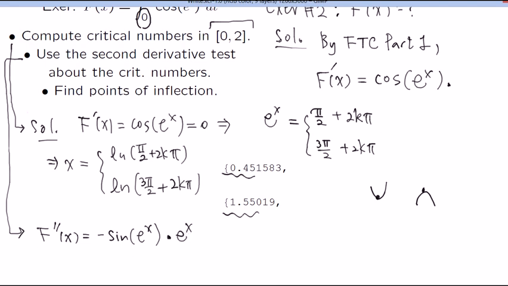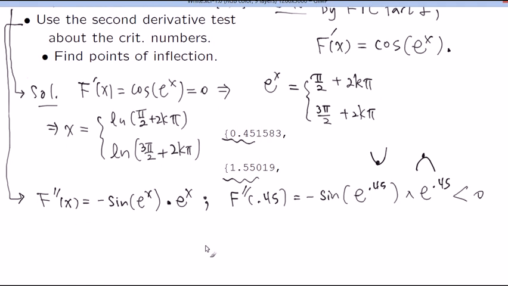Okay. Then what do we do with the second derivative? Plug those numbers, 0.45, in here. So f double prime of 0.45 is a negative sine of e to the 0.45 times e to the 0.45, right? All we care about is whether it's positive or negative. Turns out it's a negative number. If you plug this one into the calculator, it gives you a negative number. So, conclusion? Local max at where? At x equals 0.45. Alright? So it looks like that. That's what's happening around 0.45.